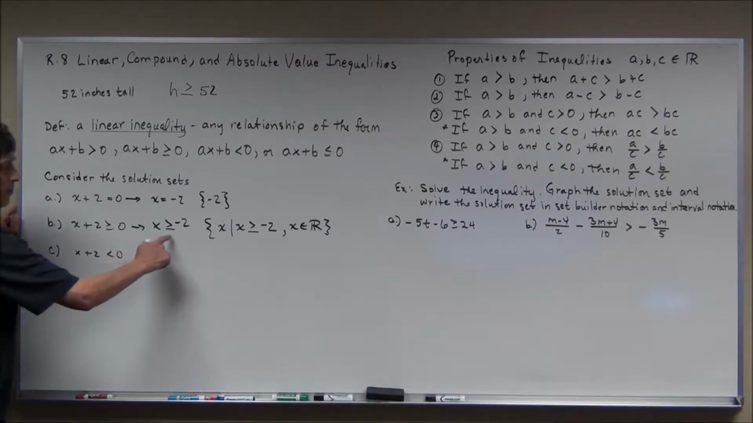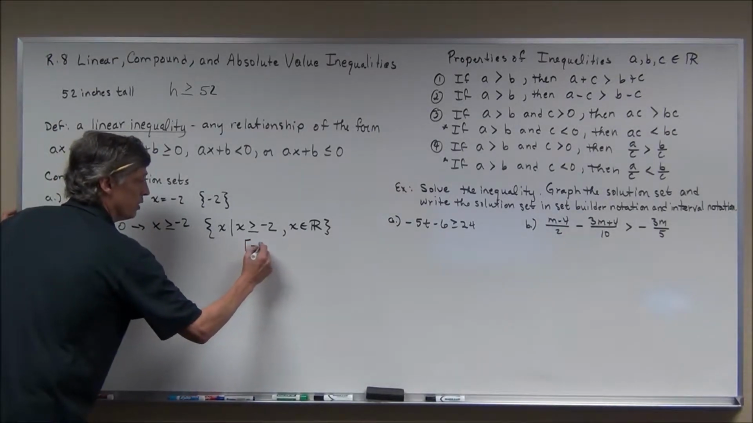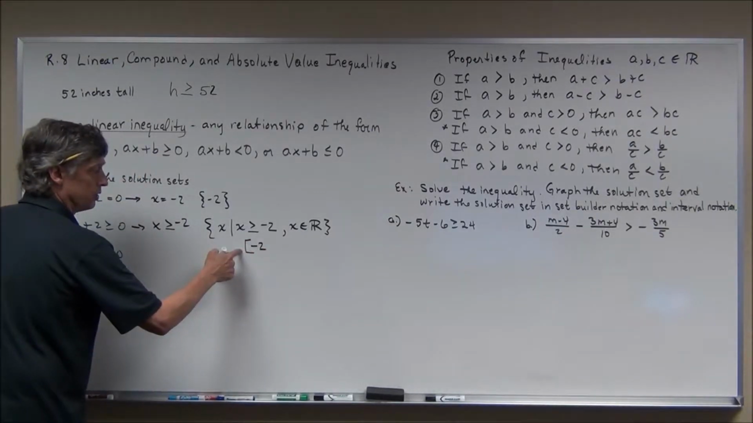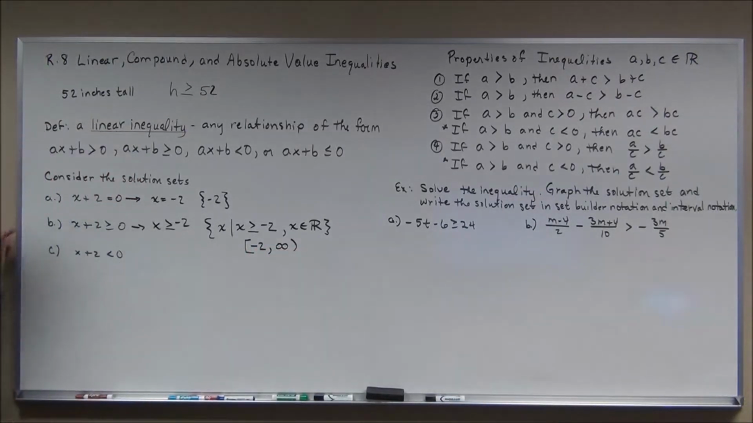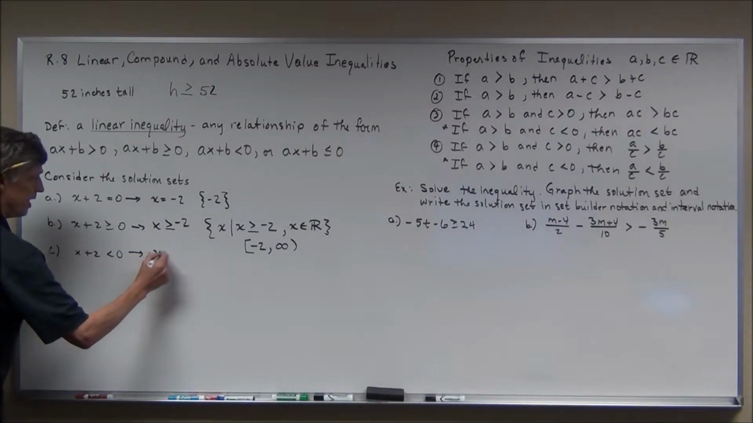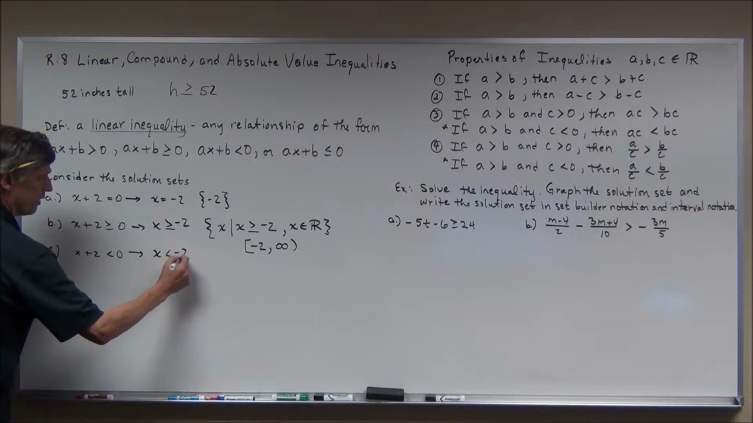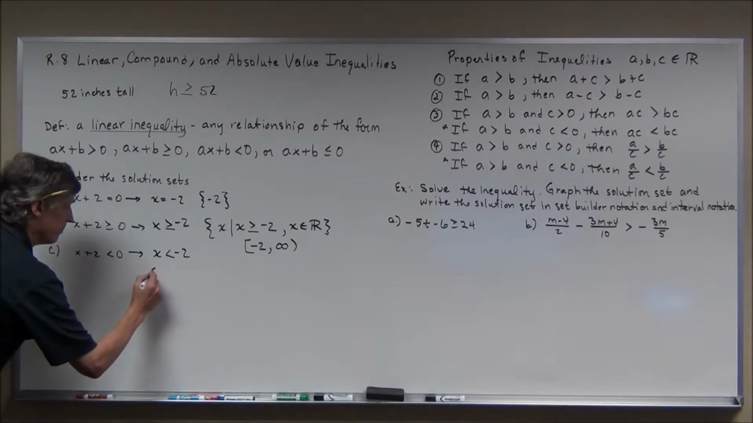We want all the numbers from negative 2 greater, so we've talked about this before. We're going to use a bracket here to include the negative 2, and to show that it's greater than, we use the infinity symbol. Remember, no bracket next to the infinity symbol, it doesn't stop. In this example here, if I subtract 2 from both sides, another linear inequality, I get x is less than negative 2.